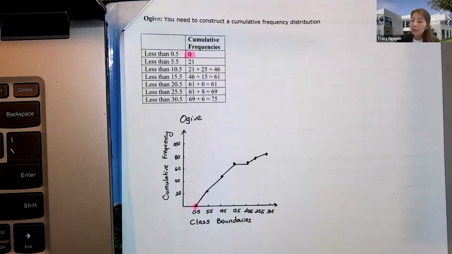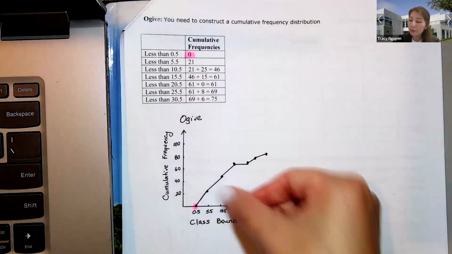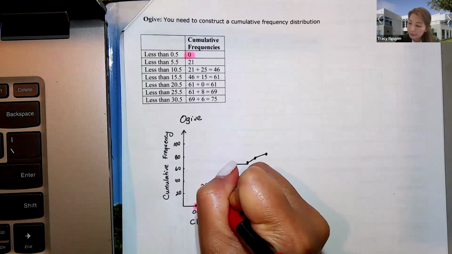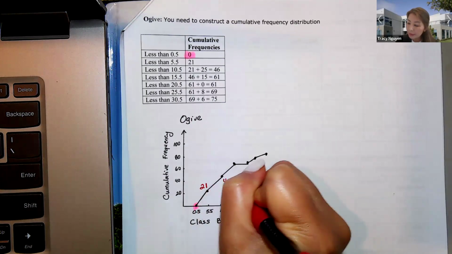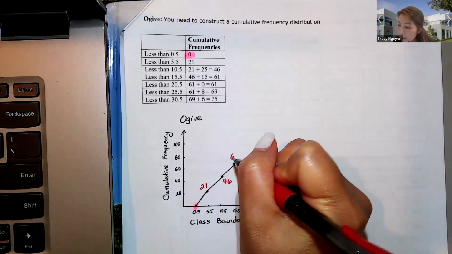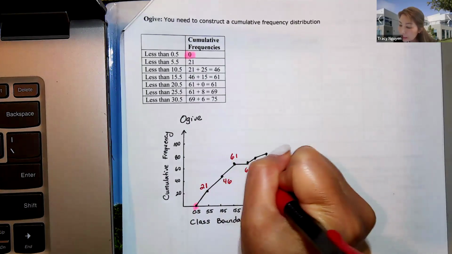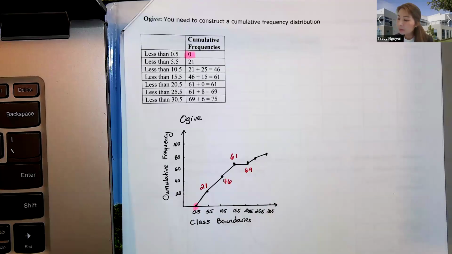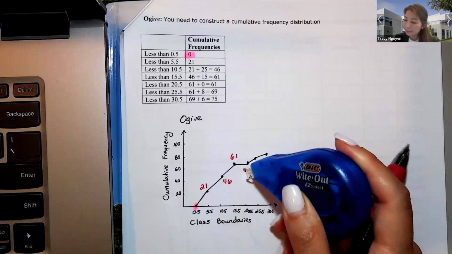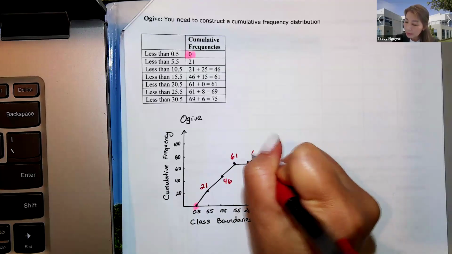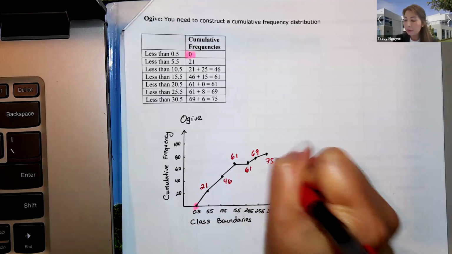Now next we have less than 5.5, which is your 21 here. This is your cumulative frequency of 21, 46, 61, 61 again, sorry, 61, 61, 69, and 75.